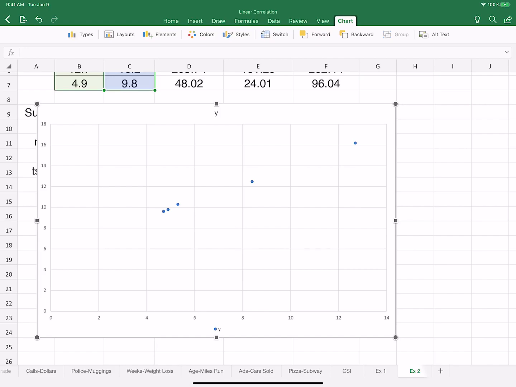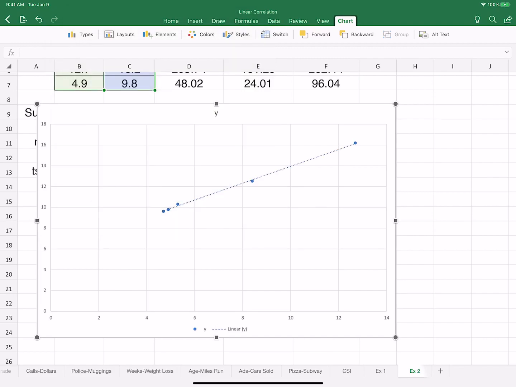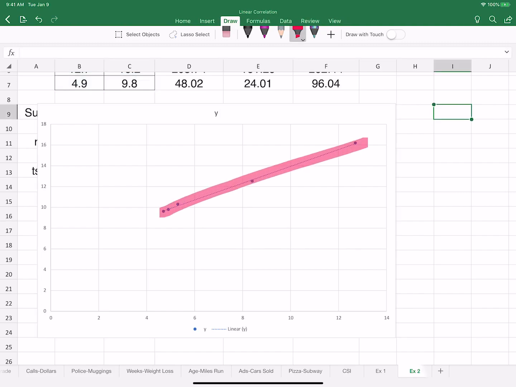Now there's a way to find that line here. I think it's add elements here. Trend line. Linear. Ladies and gentlemen, this here is the best fit line, so you know. I'm going to draw on this now so it stands out. That's the best fit line.